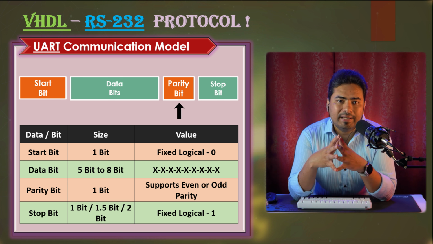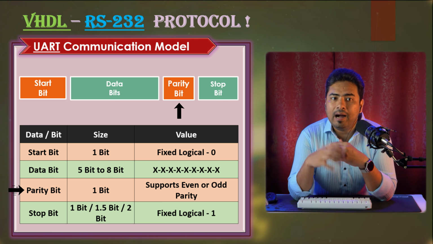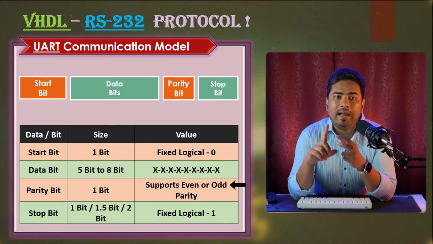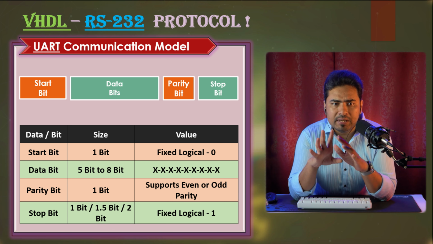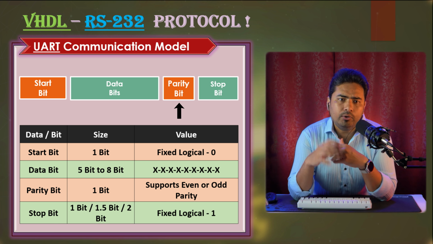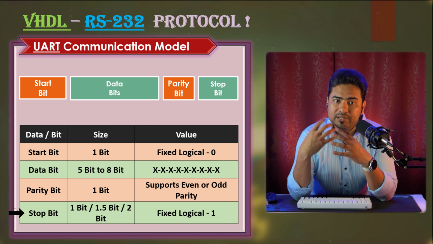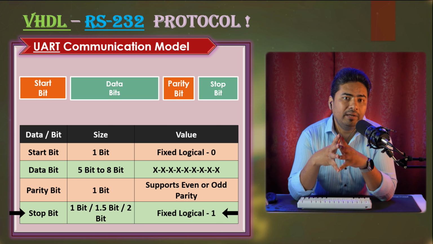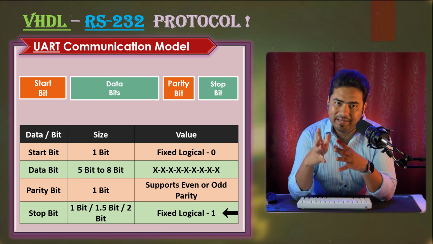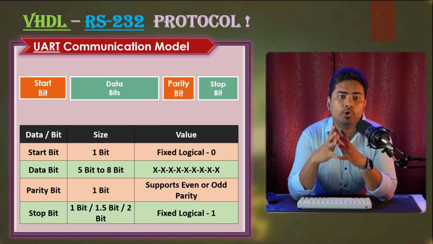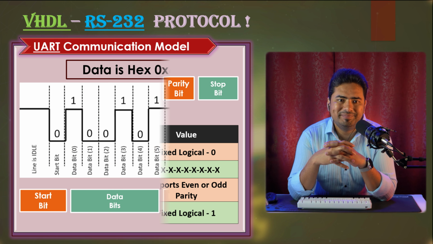Now the third block is parity bit, and RS232 protocol supports both even parity and odd parity bit, and it is an optional block, which means it depends on your requirement. Either you want to send it or not. And the last block is stop bit. For RS232 protocol, this stop bit will always be logical high. And you can have either 1 bit or 1.5 bits or 2 bits for this stop bit.